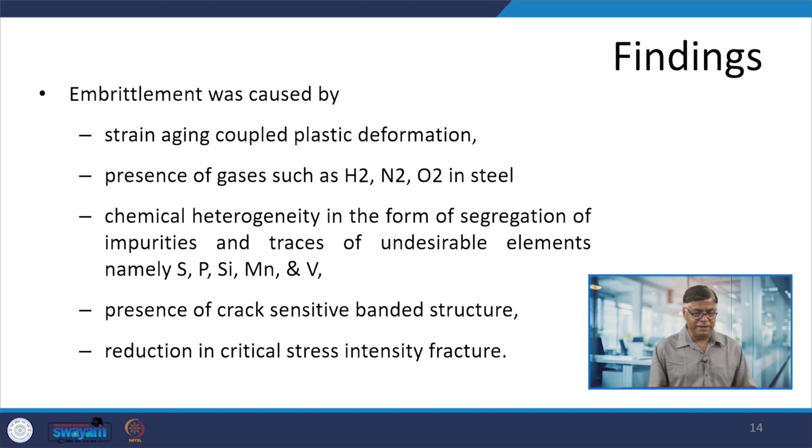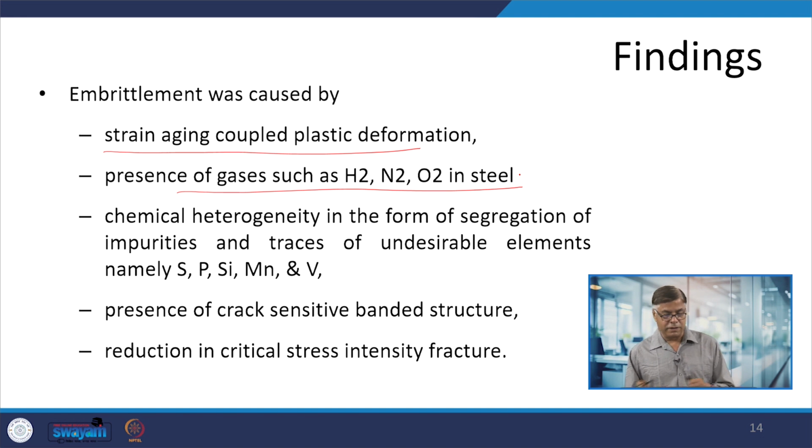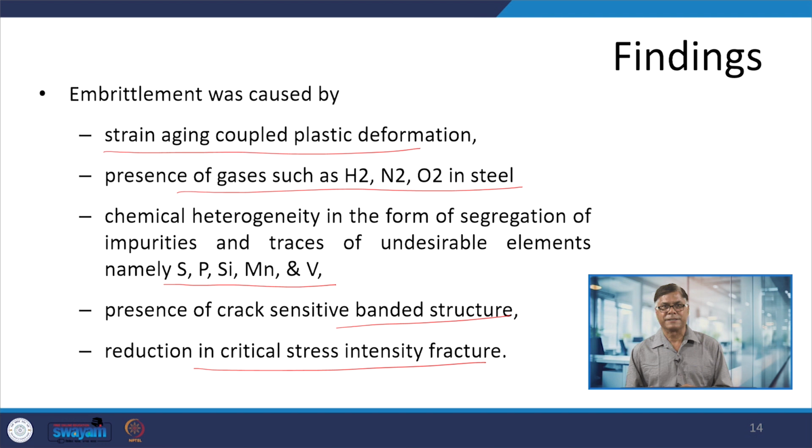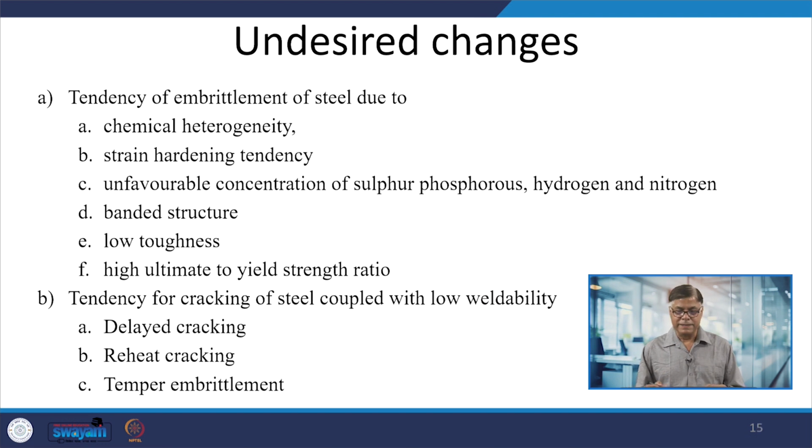So, the findings are strain aging coupled with plastic deformation, presence of gases like hydrogen, nitrogen and oxygen in steel, chemical heterogeneity in terms of sulfur, phosphorus, manganese, vanadium and silicon in excess amounts, presence of a crack-sensitive banded structure, and a reduction in stress intensity factor due to the segregation of undesirable elements like sulfur and phosphorus in the steel.